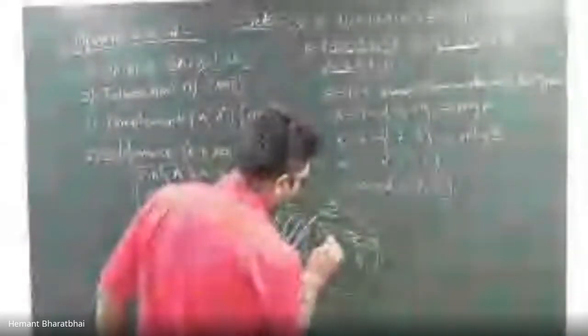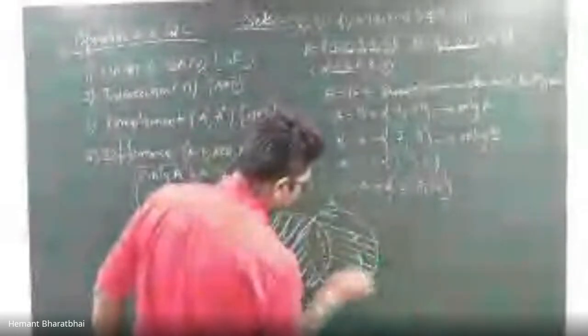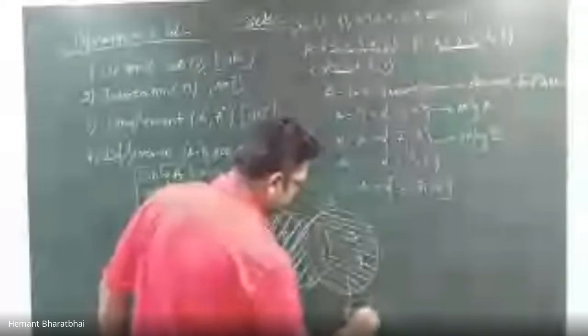Okay, this indicates A minus B. And in this region, I have only two elements, that is 7 and 9. So this much portion. Okay, this is called B minus A.